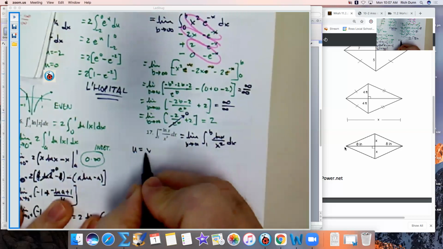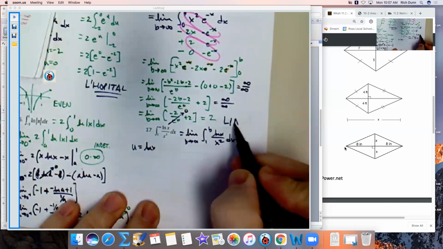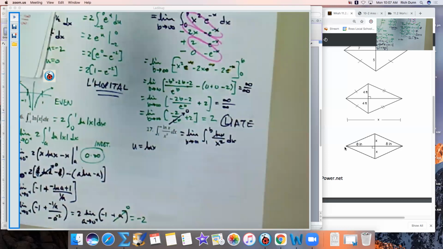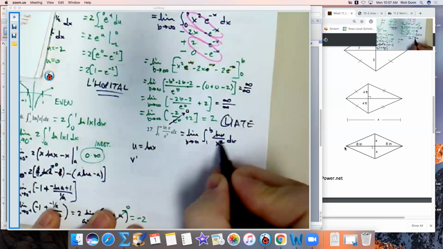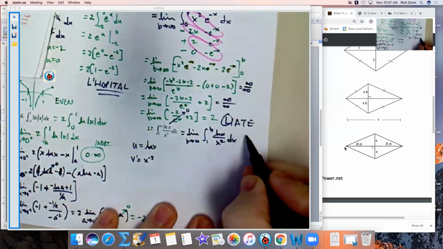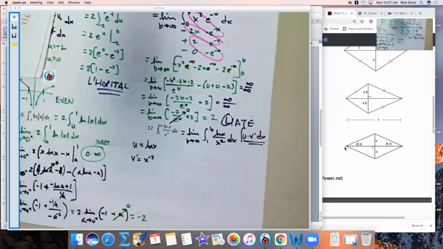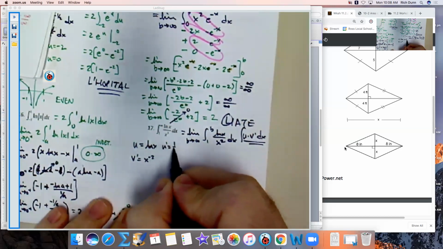So if I make u the natural log of x, remember our acronym to help us remember this: logs are the first ones to choose here, which means that our v prime is going to be this x to the negative second power. Because remember, this is based upon u times v prime dx. That's our u v prime format that we're looking for, which means I can take the derivative of this. u prime will be 1 over x.